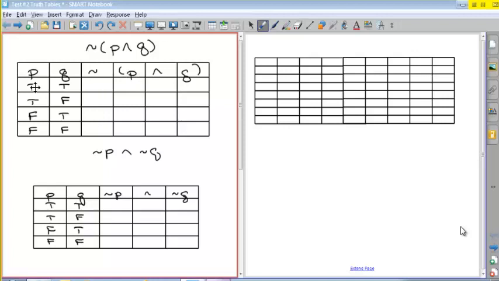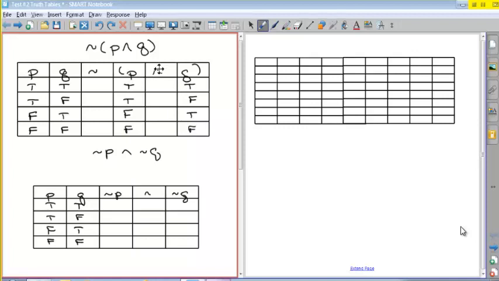So the second step, after filling out these columns as shown, is you either copy the truth values for the letter, or in the case of a negation, you copy down the opposite values. So trues become falses, falses become trues. You can see in the parentheses I have P by itself, so I just copy exactly what's in the P column. And likewise, I copy exactly what's in the Q column.